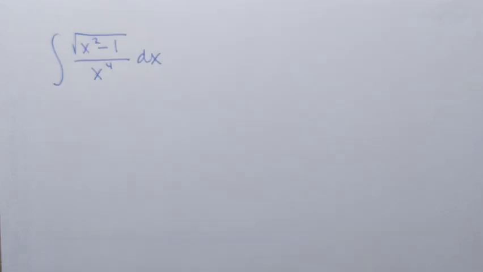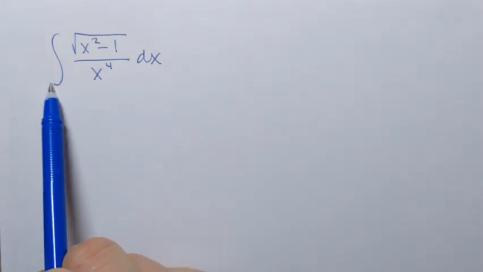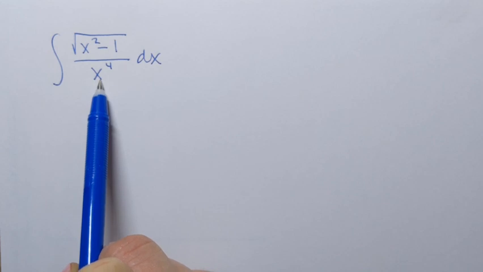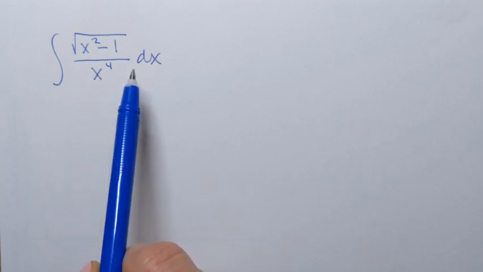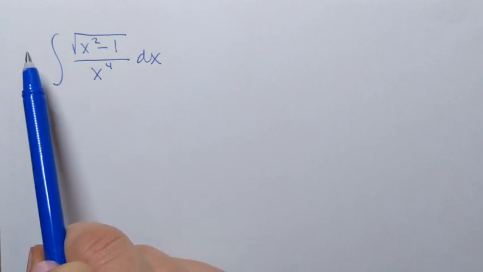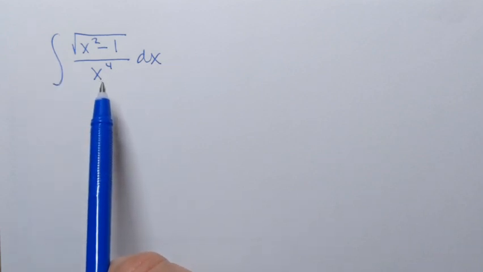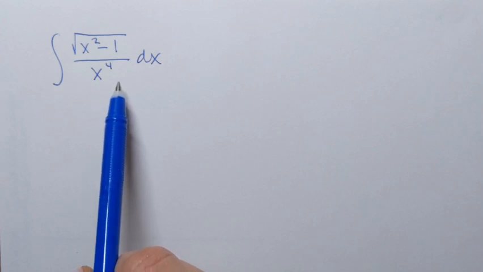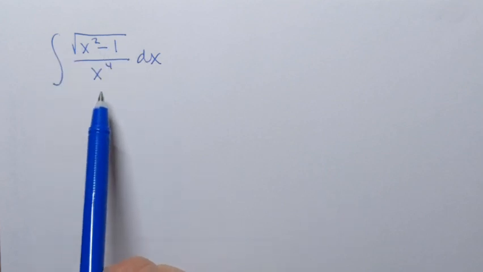We're going to learn the idea of trigonometric substitution method by trying this example. Integral of square root of x squared minus 1 over x to the fourth power dx. So first of all, I want you to know that if you try just the basic substitution method, what we call U substitution, or integration by parts, those two methods will not help you to solve this integral.